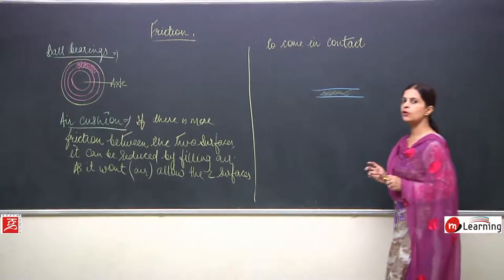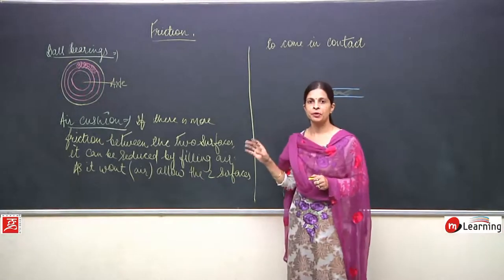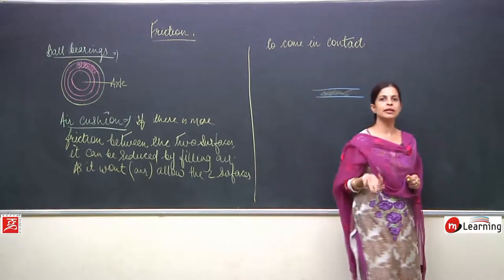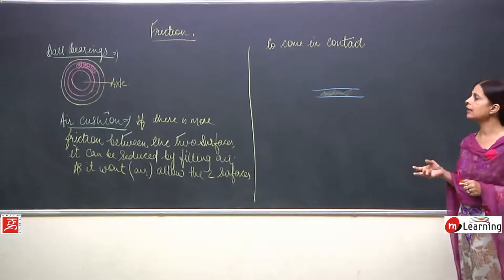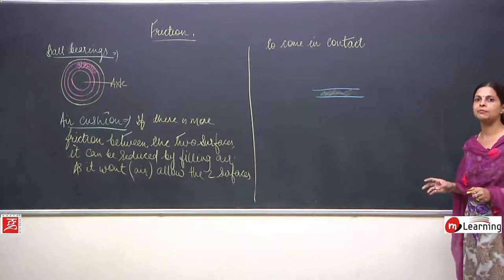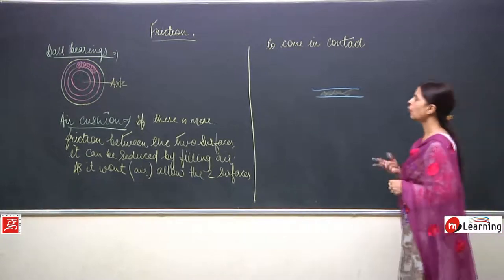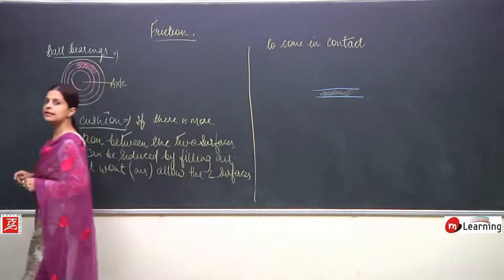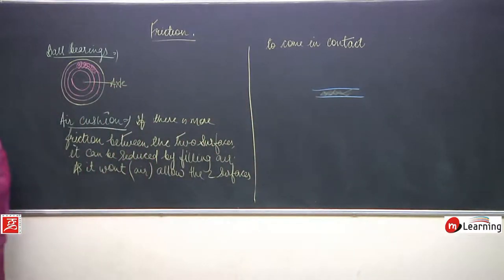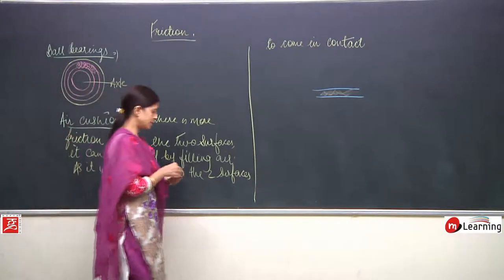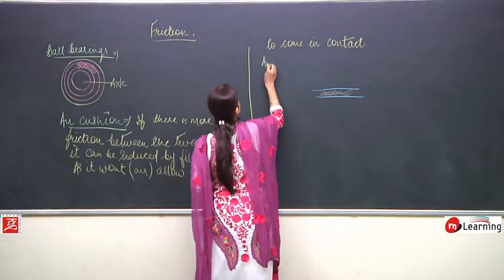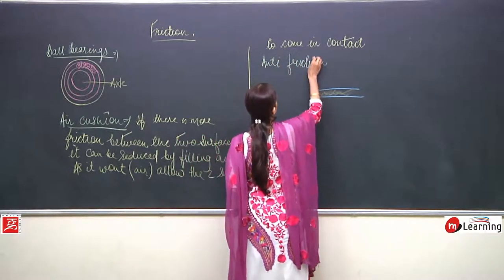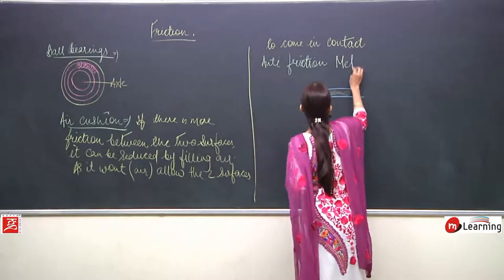Okay, so this is what an air cushion is. Air cushion means the air acts as an air cushion. It doesn't allow the two surfaces to come in contact with each other, and thus the friction can be reduced. Now, what can be the next thing to reduce the friction? Anti-friction metals. Now, what is the meaning of anti-friction metals?